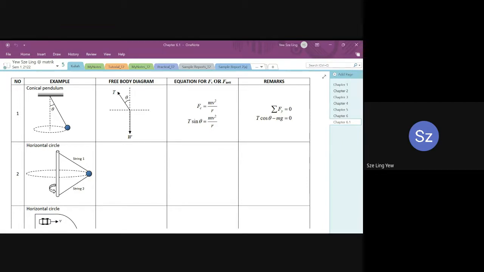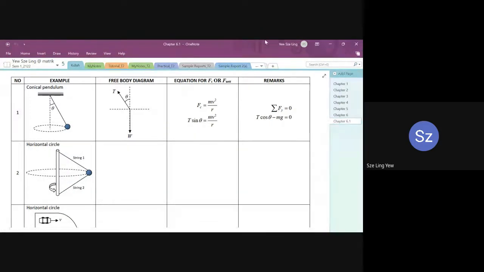Okay, let me find the notes. All right, the questions, I put them in the Telegram group already. So what are you going to do now? You're just going to look at the screen and see how we are going to draw a free body diagram, and how we are going to determine the directions of a circular motion.